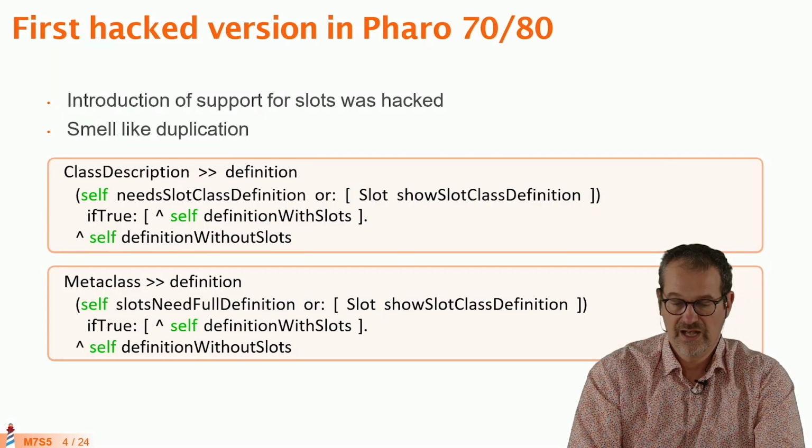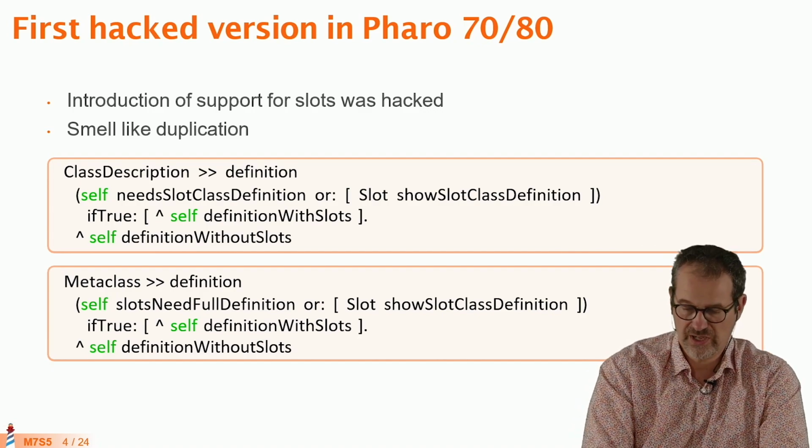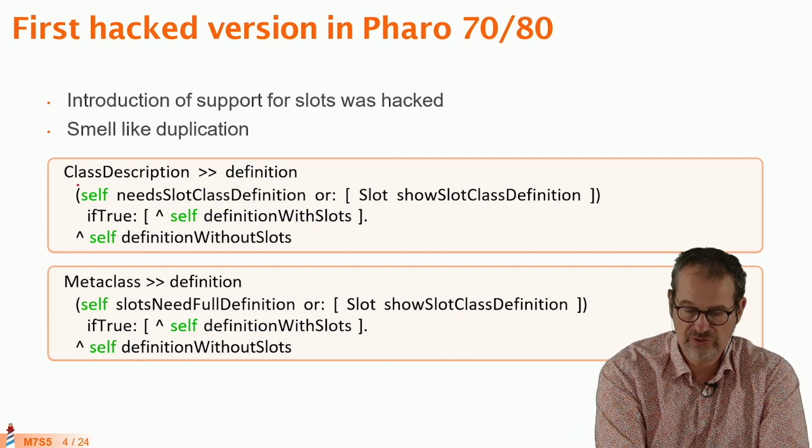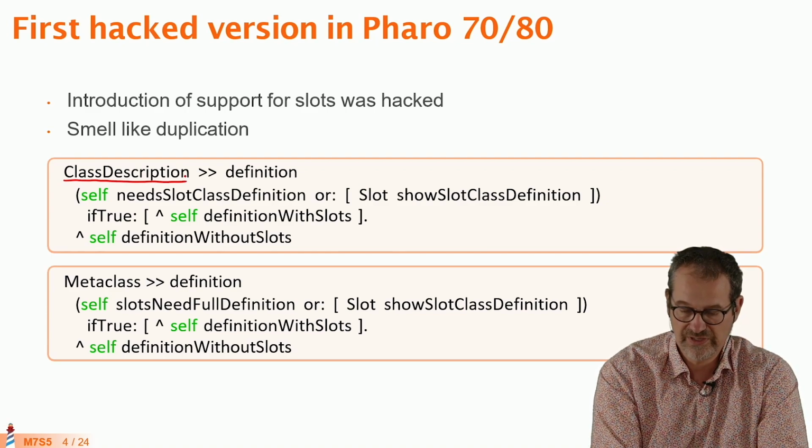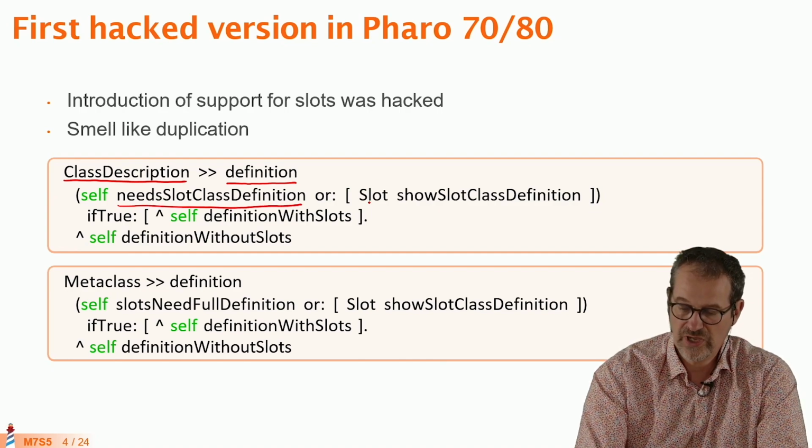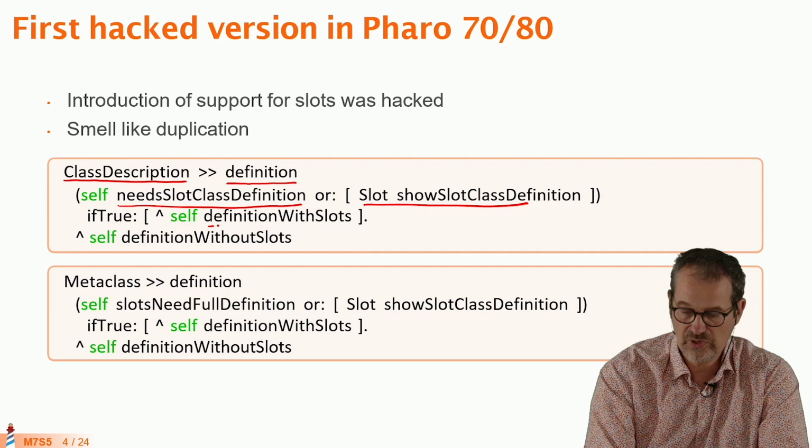So let's see how it was done before. In Pharo 7 or 8, in fact, there was a first introduction of slots, and it was hacked, basically. It was working, but it was a bit hackish. So for example, in the definition of the class description, which is the superclass of class and metaclass, we had a method called definition, and then it was checking, do I need to have a slot, and should I show the slot? If this is the case, then I will have a definition with slot, else I have a definition without slot.